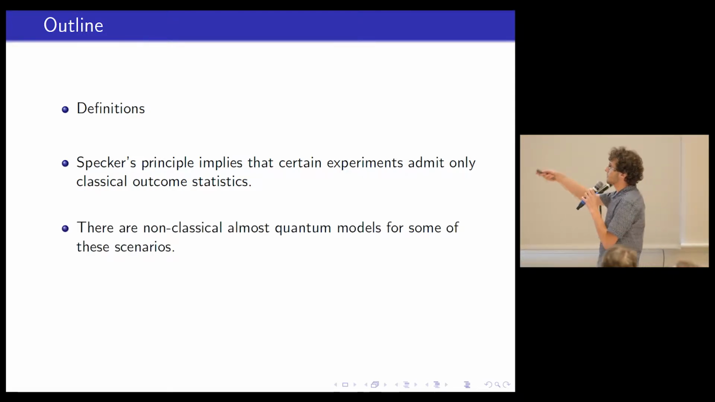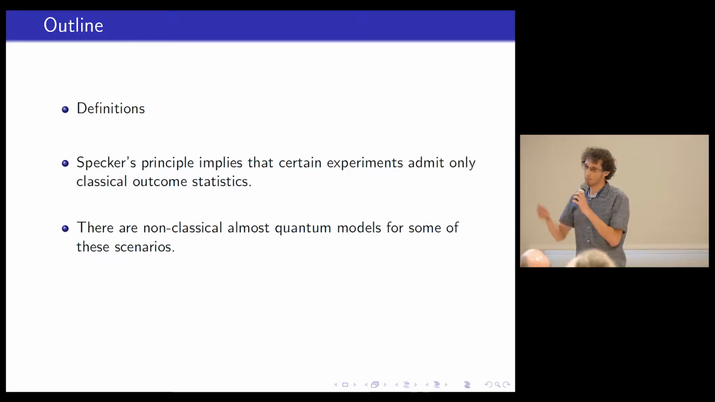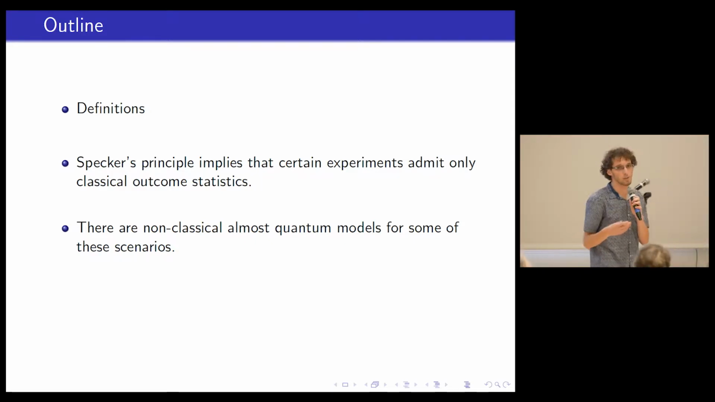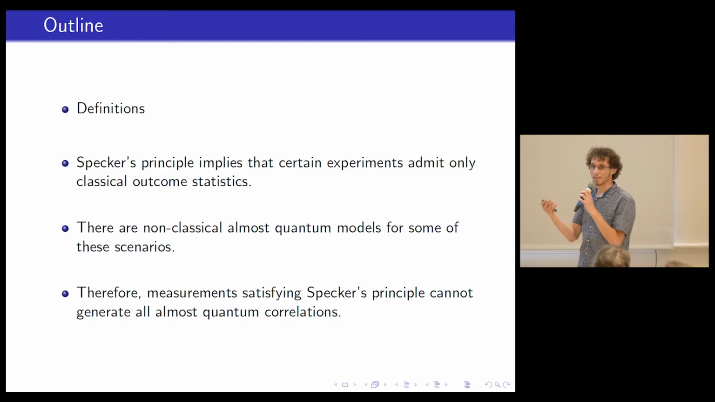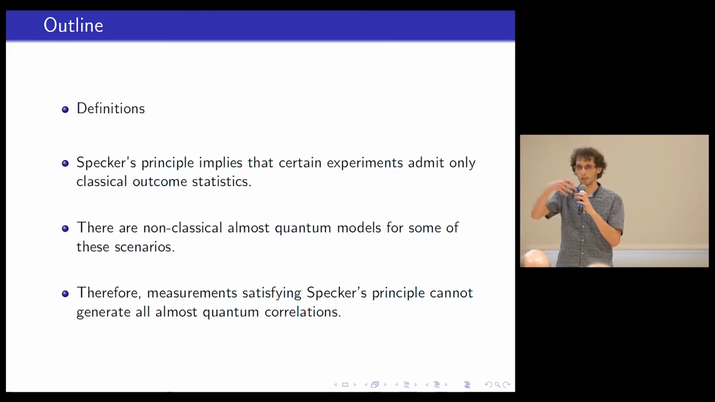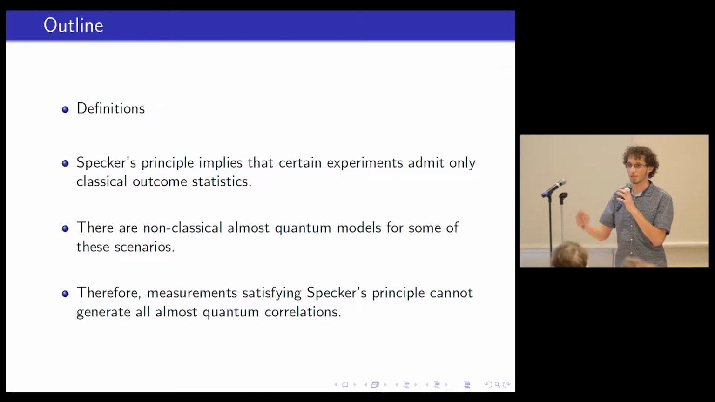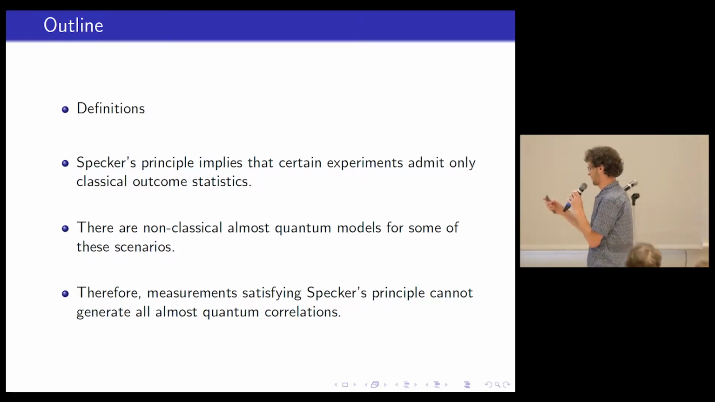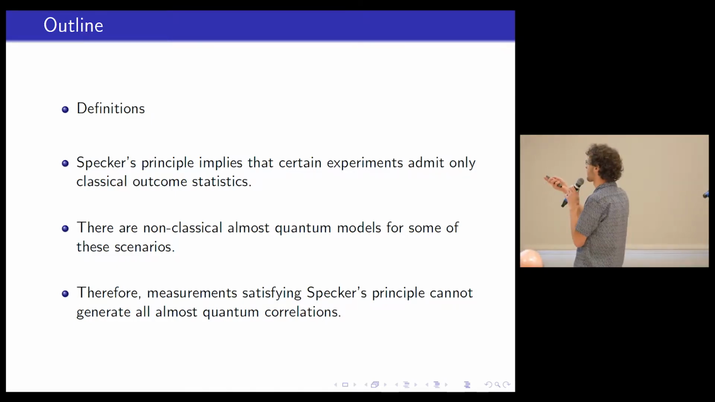And then we will go on and show that in some of these experiments, there can be almost quantum correlations which are non-classical in the sense that I will define, and therefore measurements that satisfy Specker's principle will not be able to generate all the almost quantum correlations. So that's a contradiction that we will find at the end. Okay, so let's go through some definitions.